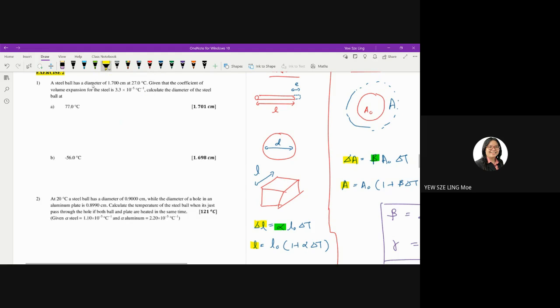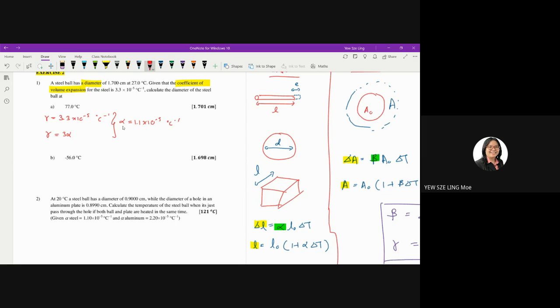If you look at this question, you are given diameter. Like I told you just now, if you're just looking at one line of the object, then it belongs to linear expansion. But if you notice, the question gives you the coefficient of volume expansion. Volume expansion is for volume. Diameter is for linear. Then what should you do? Given gamma equals 3.3 times 10 to the power of negative 5 degrees C negative 1, and we know gamma is equal to 3 alpha. So by combining these two pieces of information, alpha is equal to 1.1 times 10 to the power of negative 5 degrees C negative 1.